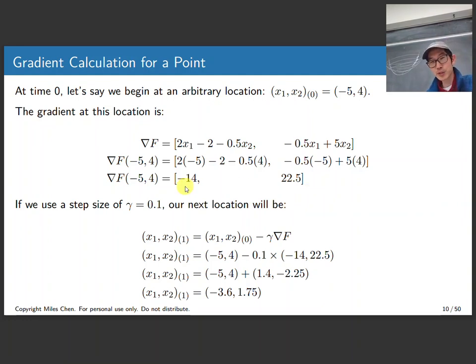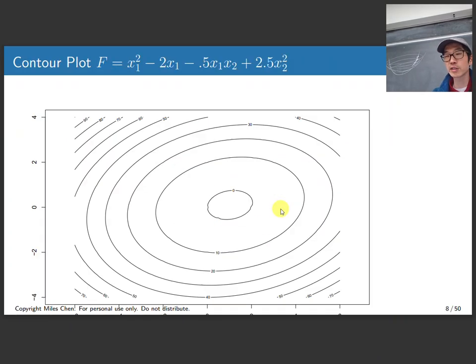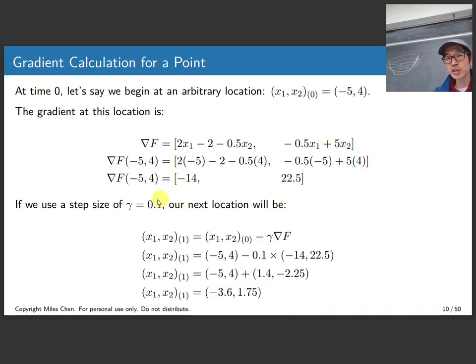Okay. So at -5, 4, this is our gradient. And remember, the algorithm is basically take your current location, here it's -5, 4, and subtract off a small positive constant times the gradient at that location to give you your next location. So here, I'm going to just use a step size of 0.1. My current location is -5, 4. My gradient at that location is -14, 22.5. And I'm going to do -0.1.